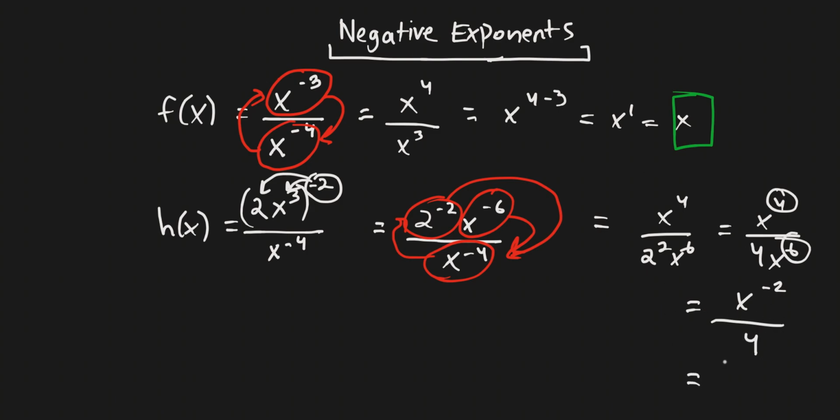But we don't like negatives in pre-calculus and algebra classes. So this would just be 1 over 4x squared, where I'm taking this and bringing it down, making it positive. And that's your answer. So that's the simplified form of this horrific mess right here.